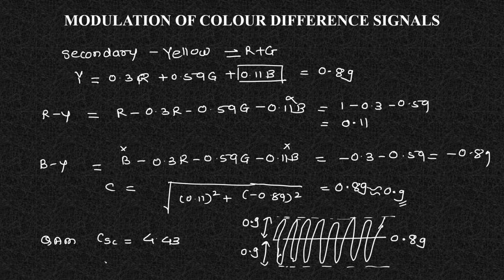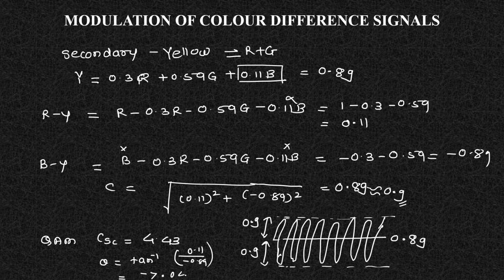We'll talk about the theta here. So tan inverse of, you can take R minus Y, that is 0.11 divided by minus 0.89. If you take the tan inverse of 0.11 divided by 0.89, it comes minus 7 degrees. So if you see this minus 7 point, I think it is coming to 0.4 degrees.